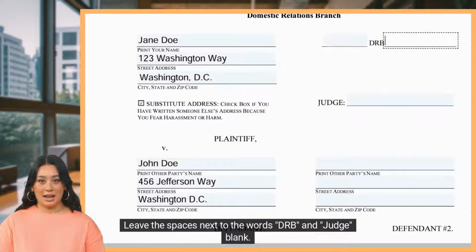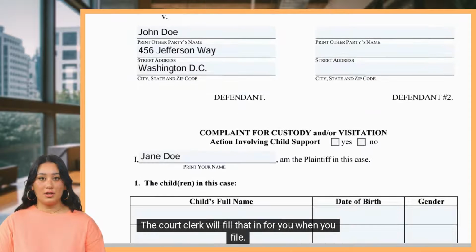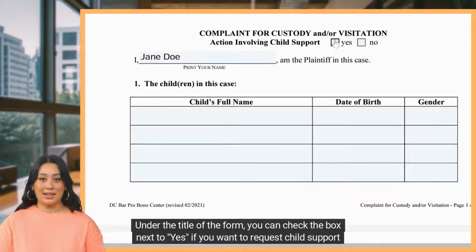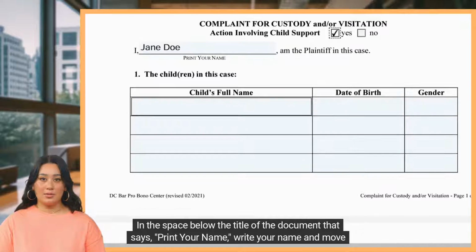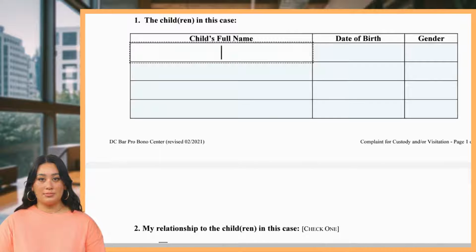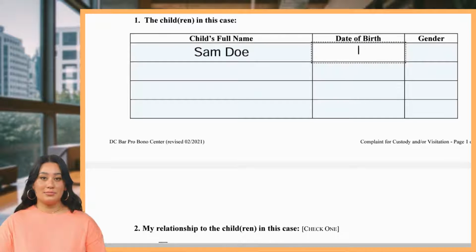Leave the spaces next to the words DRB and Judge blank. The court clerk will fill that in for you when you file. Under the title of the form, you can check the box next to Yes if you want to request child support in this case. If not, select No. In the space below the title of the document that says Print your name, write your name and move to question 1. This is where you tell the court what children are involved in this case.